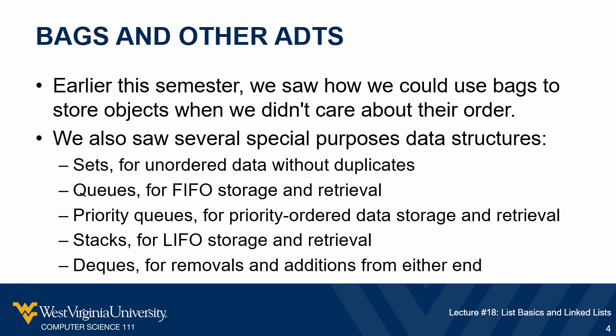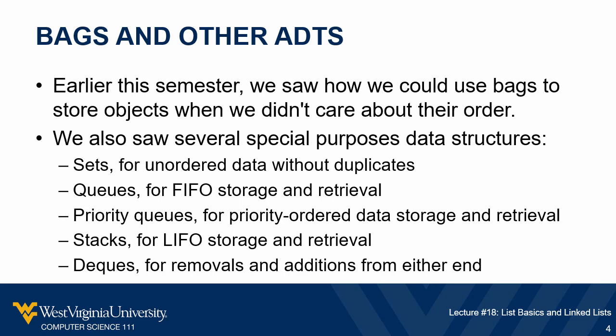We saw queues for when we want to be able to store and retrieve things in a first in, first out order. Stacks when we were looking for things in last in, first out. Priority queues if we want to have some sort of priority that we could attach to items that would sort them when we retrieved the values that we had stored. And we saw decks or double-ended queues, which would allow us to add and remove things from either end of the deck.